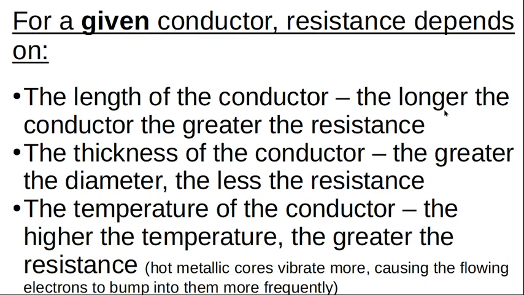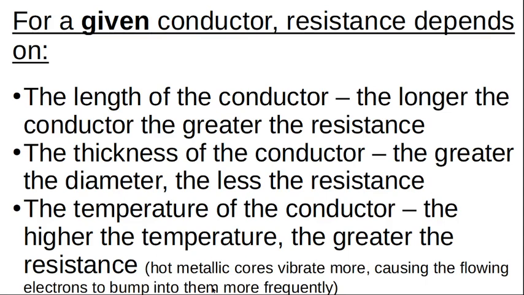The longer the conductor, the greater the resistance. The greater the diameter of a conductor, the less the resistance, because it's really easy for the electrons to pass through a fat pipe. Okay. The temperature of the conductor, the higher the temperature, the greater the resistance.